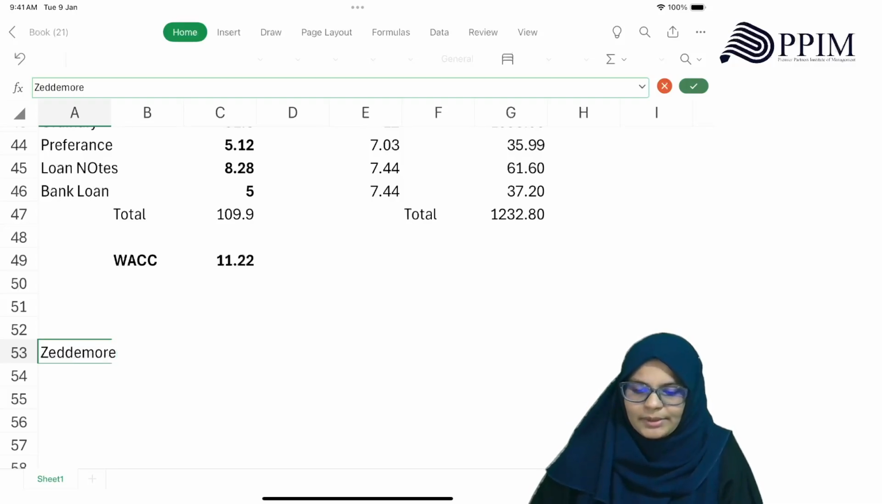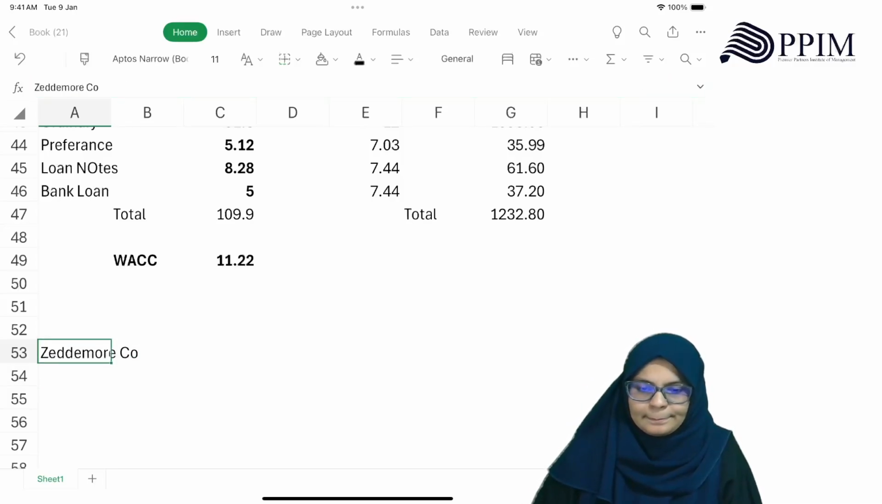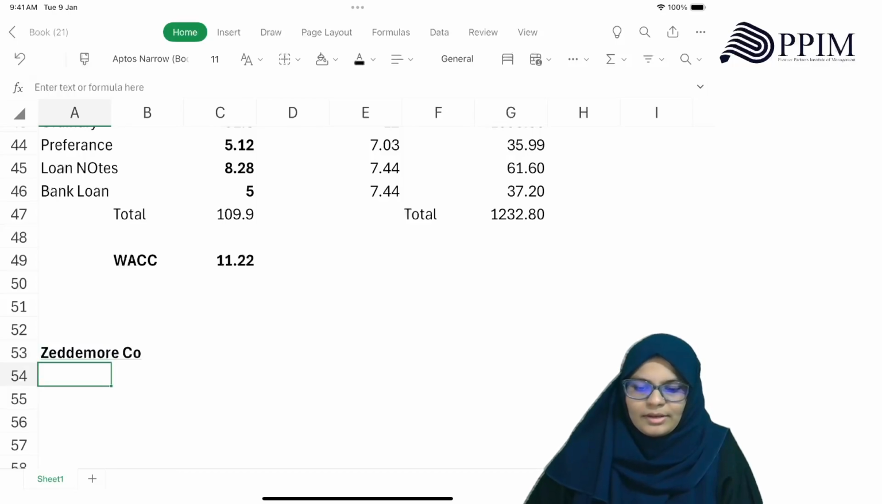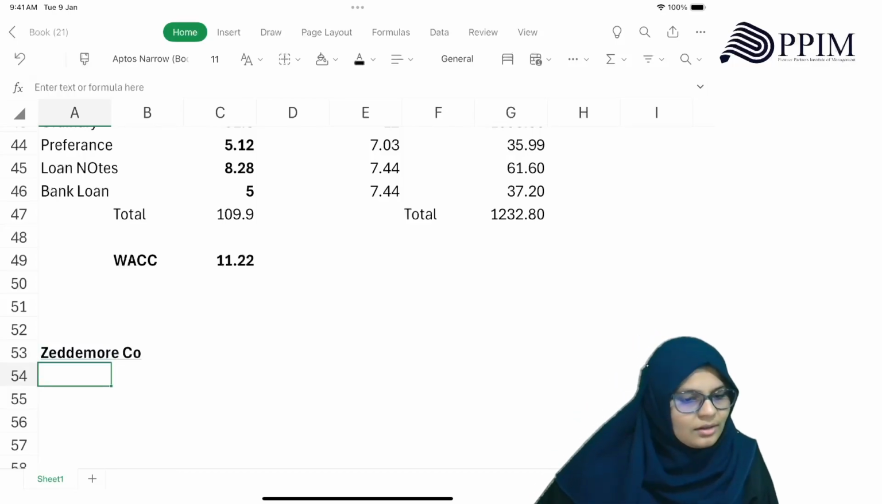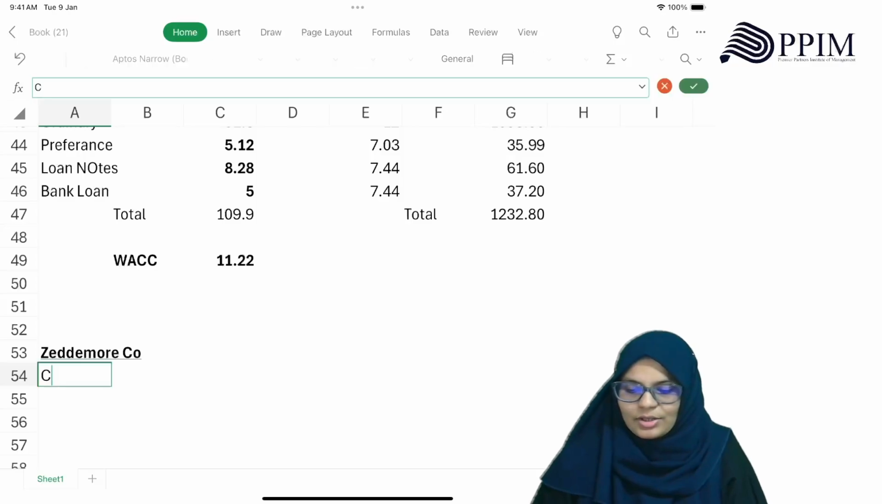ZMO company. So first let's get the cost of capital using CAPM. We are going to get the current cost of equity.